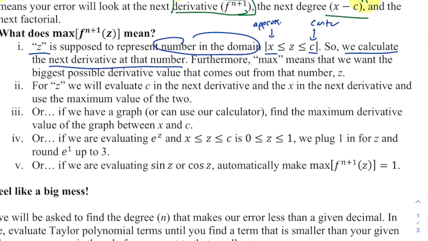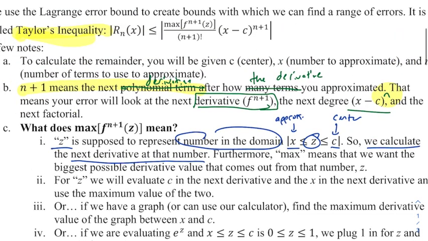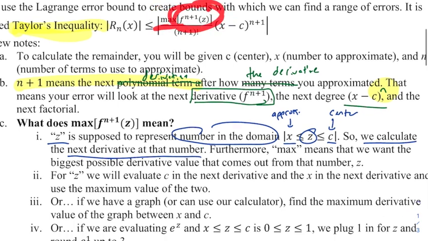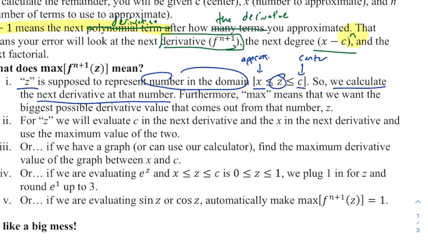F to the n plus 1 at that number. So we've got to figure out, and we'll talk about how to figure out what z is, but just understand it's some number between x and c. And according to our formula up here at the top of the screen, we're going to find the next derivative at that number. So what does max mean?